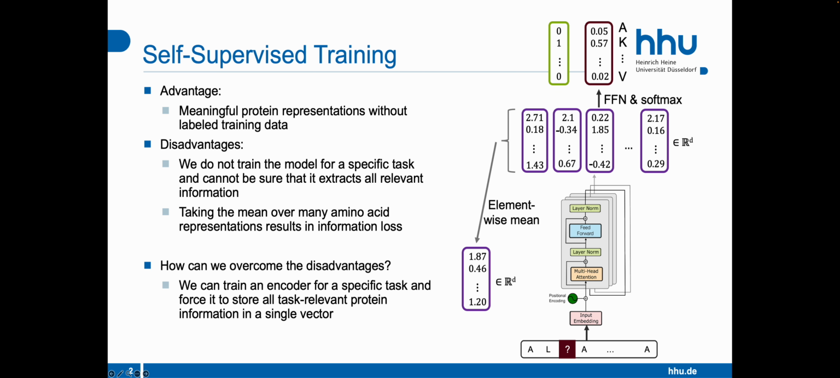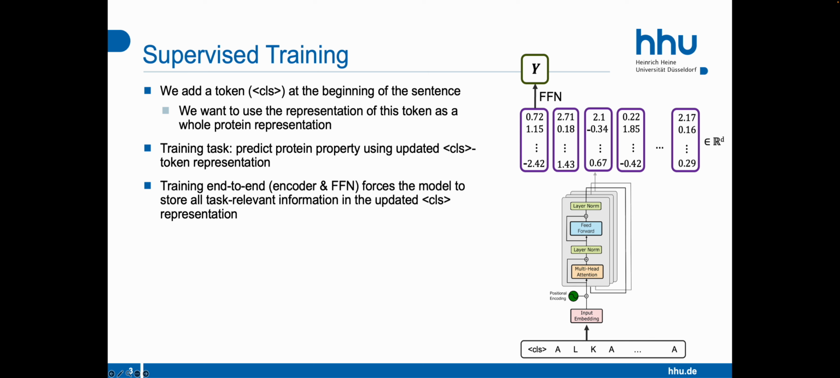Assuming we have a prediction task with a large training data set, how can we overcome these limitations? We can train such a transformer network encoder that we see here for the specific task that we are interested in and force the model to directly store all the task relevant information in a single vector. Let's have a look at how we can achieve this.